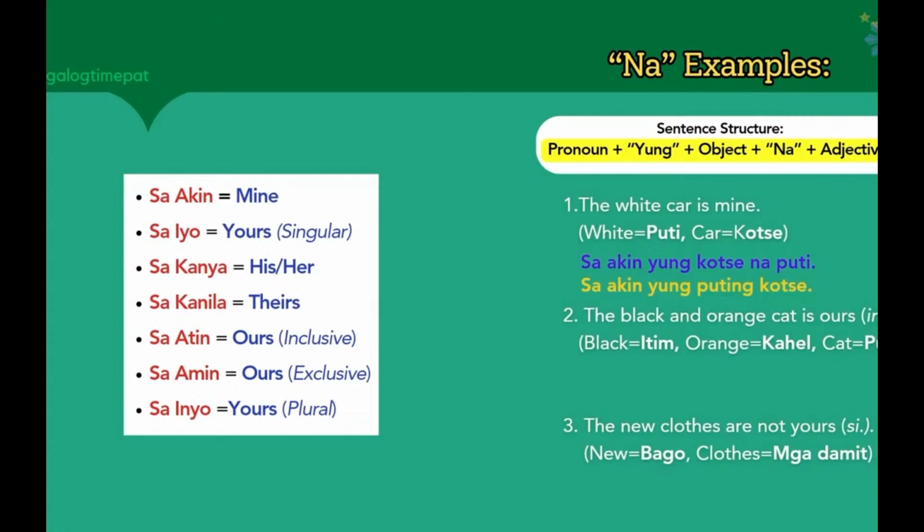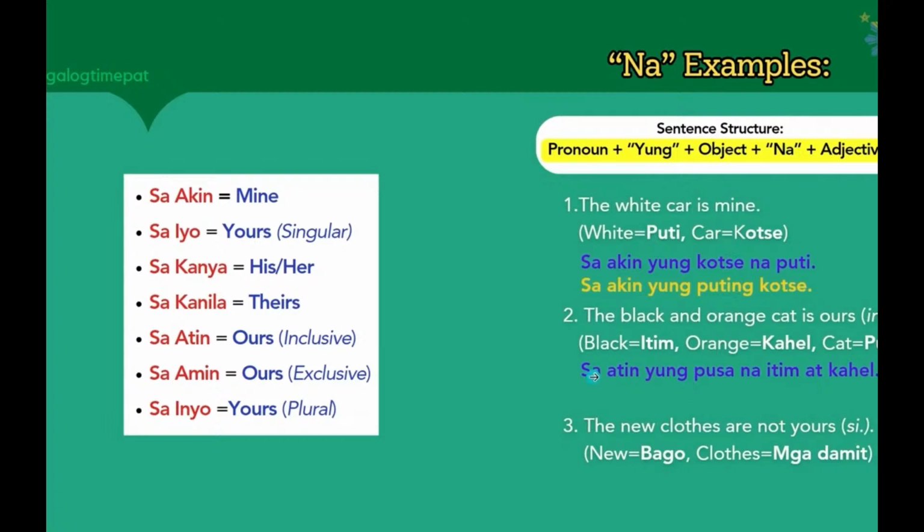All right, number 2, the black and orange cat is ours, inclusive. Black is itim, orange is kahel, cat is pusa. It would be, sa atin yung pusa na itim at kahel. Sa atin yung pusa na itim at kahel. Remember to say and if you have more than one adjective. It's just the word at.